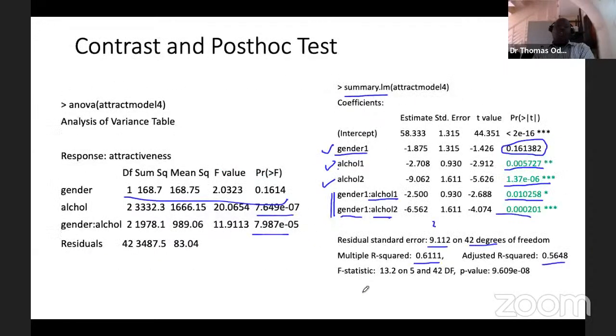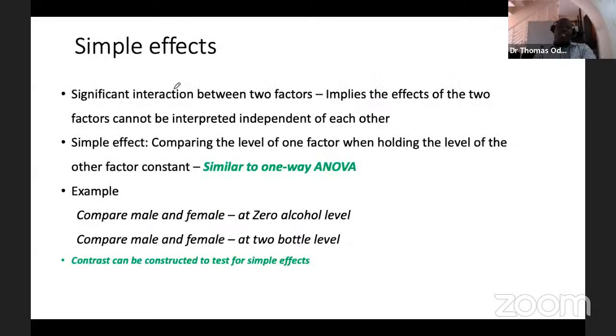Okay, so the other thing is once you have a significant interaction, what they always say is that we then go and explain what we call the simple effect. So the simple effect is where you make comparisons. Can I compare alcohol versus no alcohol for female? And I compare the same thing for male. So simple effect: the significant interaction of 2 factors implies that the effect of the 2 factors cannot be interpreted independent of each other.